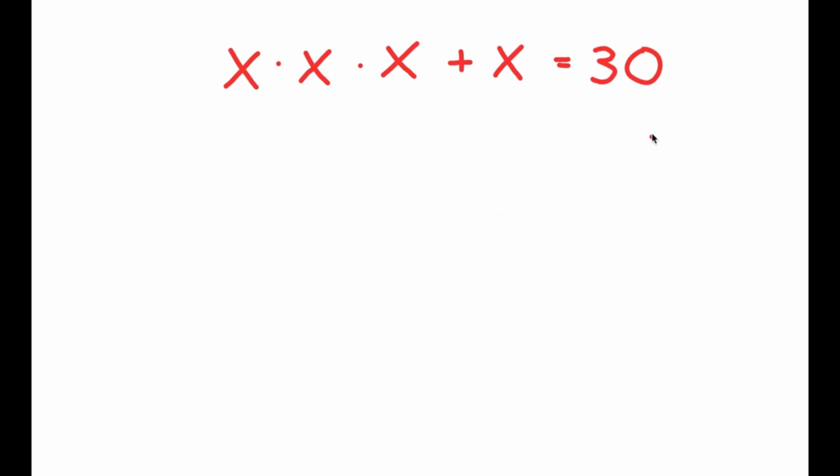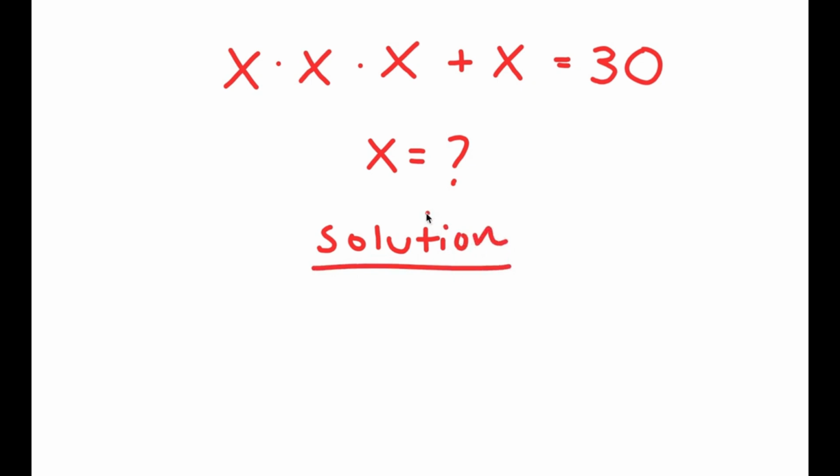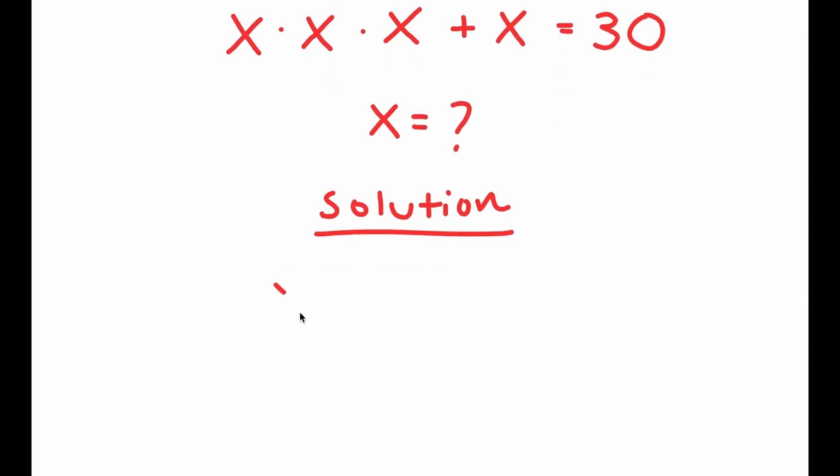Alright, so in this equation, we have x times x times x plus x is equal to 30. So my only variable here is x, so we know that we're going to solve for x. So for my solution, what I'm first going to do is start by subtracting 30 on both sides. So if I subtract 30 on both sides, I get x times x times x plus x minus 30 is equal to 0.